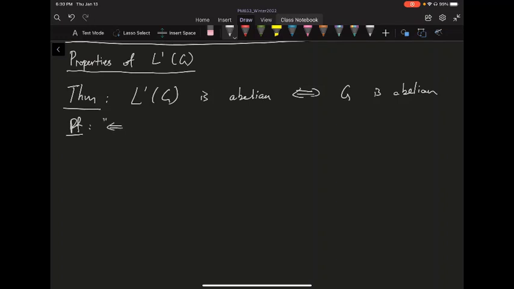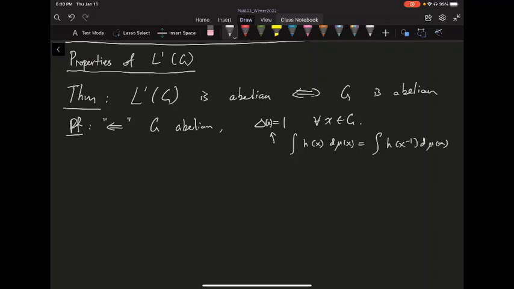That's one direction. Let's assume that G is abelian. When we introduced the modular function, we saw that for abelian groups the modular function is always equal to 1, or delta(x) equals 1 for all x in G. In other words, abelian groups are all unimodular. One way of saying unimodular is that if you want to integrate h(x) d mu(x) using the left Haar measure, it's the same as integrating h(x inverse) d mu(x). So you can pretend they're the same thing.